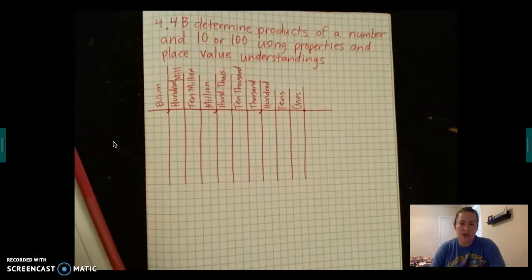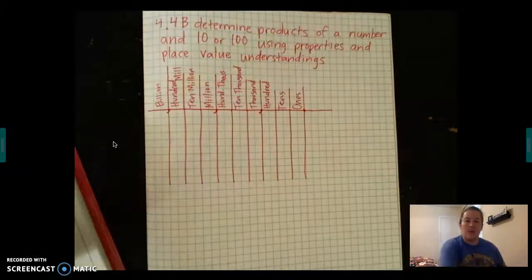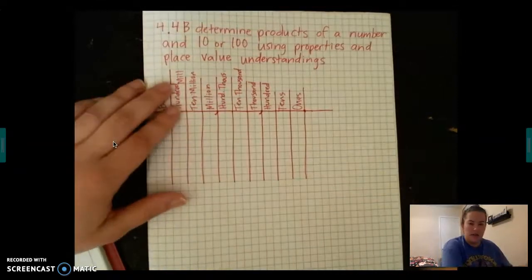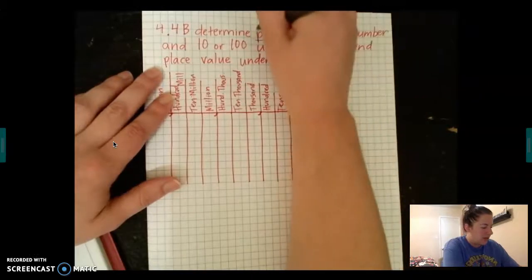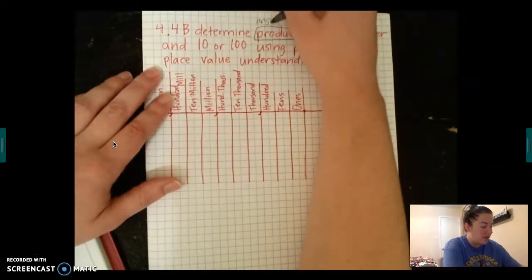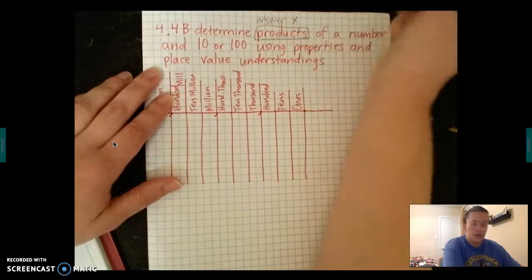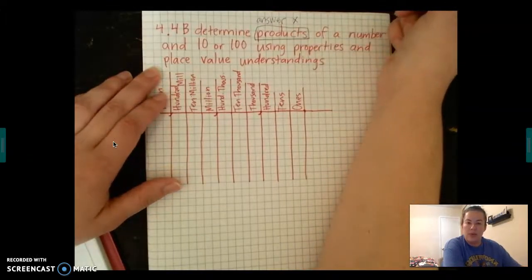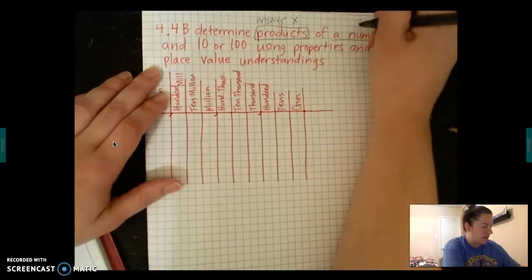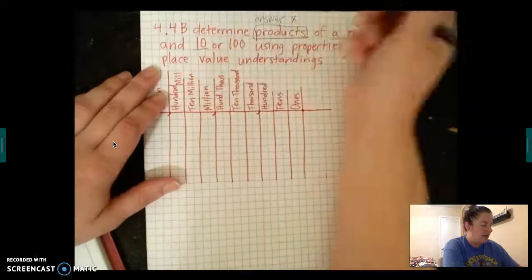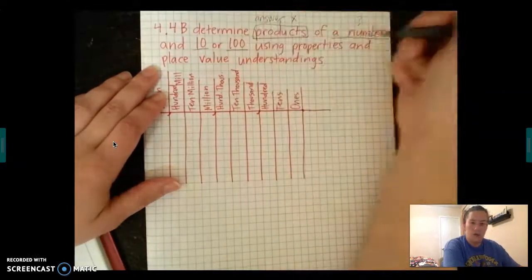So today we're starting with this new TEK. It is 4.4b. It says determine products of a number and 10 or 100 using properties and place value understandings. So let's take a look at this TEK. It says determine products. Product is the answer to a multiplication problem. So we're going to be solving multiplication problems. So the products of a number, so it could be any number and 10 or any number and 100.